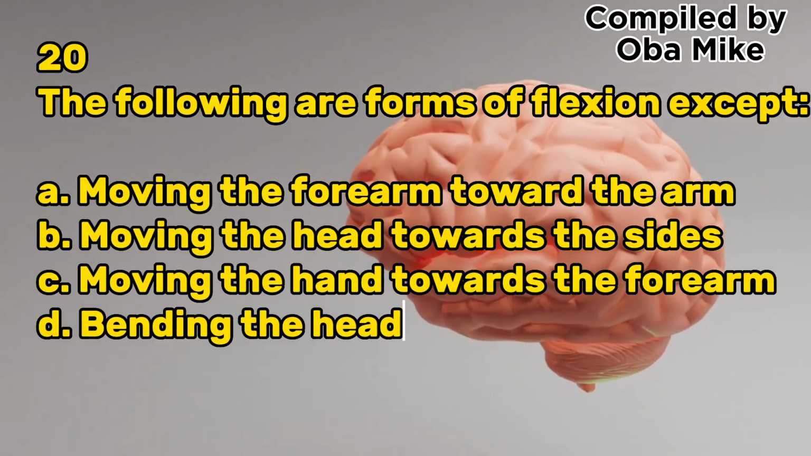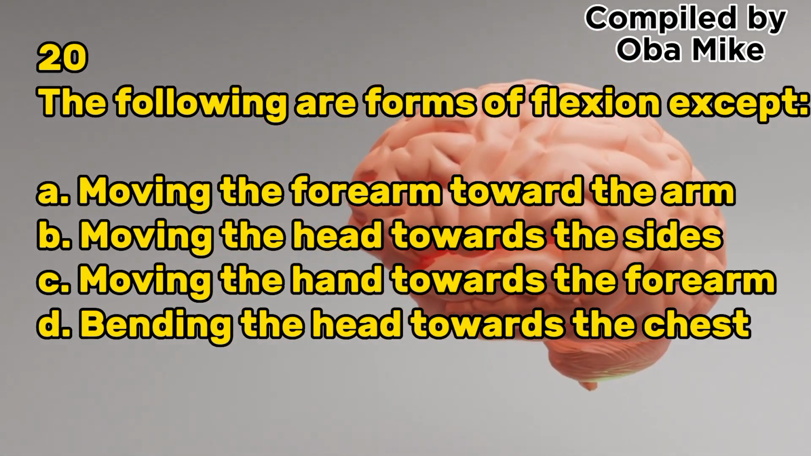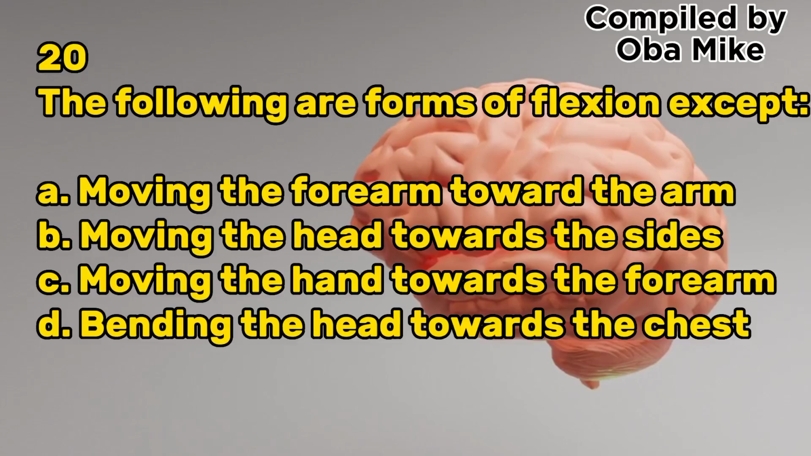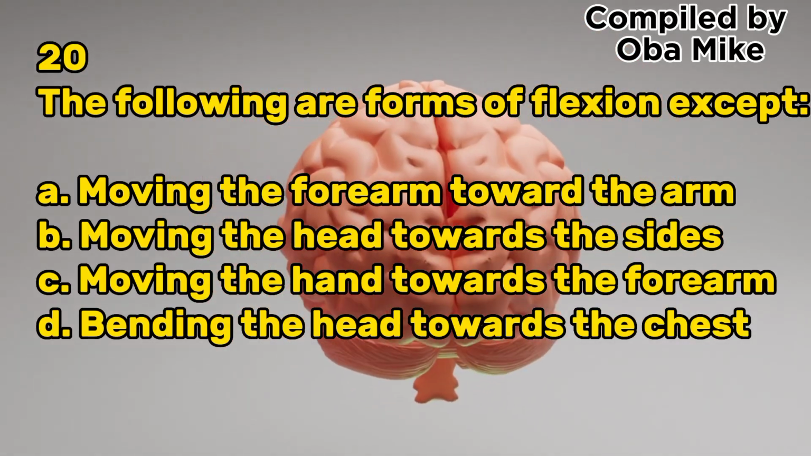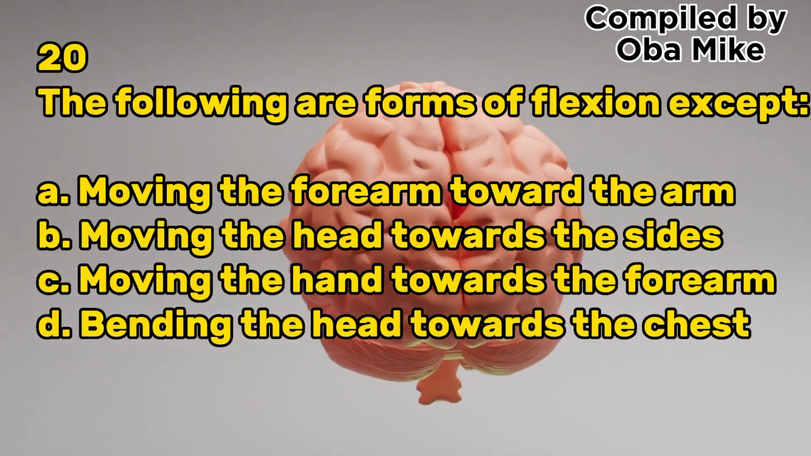20. The following are forms of flexion except A. Moving the forearm toward the arm, B. Moving the head towards the sides, C. Moving the hand towards the forearm, D. Bending the head towards the chest.